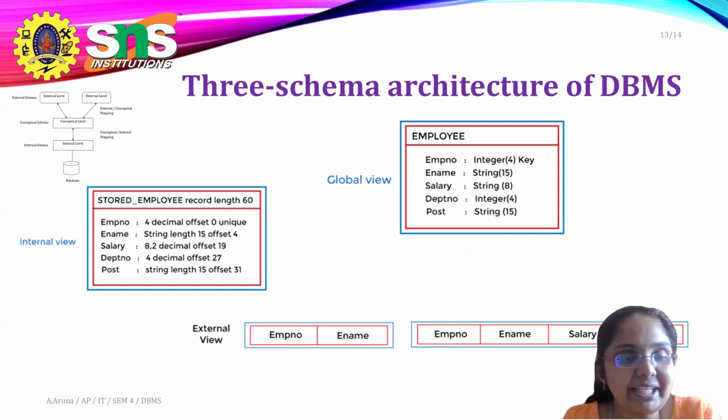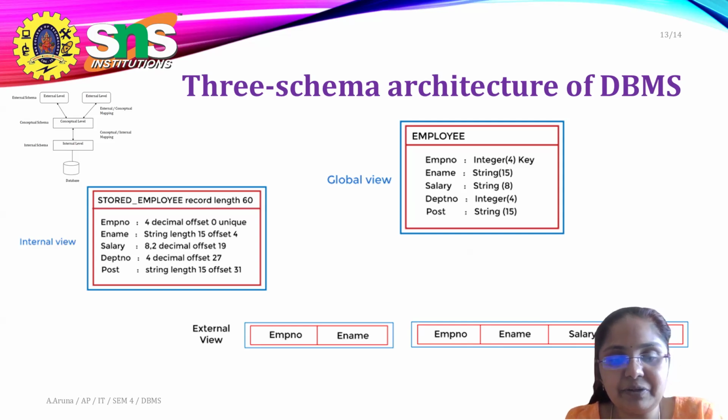This view is what we call the internal view. The next thing is the global view, which is the in-depth view shrunk down, the conceptual view. Here it doesn't give any lengths. Directly, my table name is employee. It has 5 fields or attributes: employee number, name, salary, department number, and post. Each has a certain data type along with its size. Here I'm going to define the primary key.